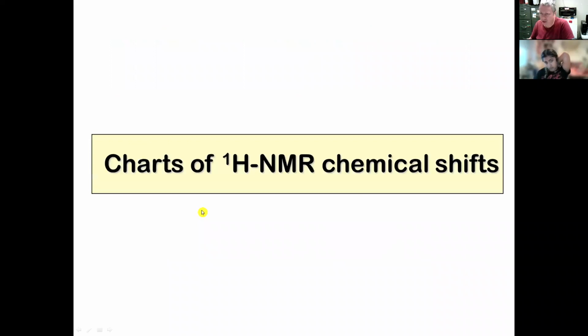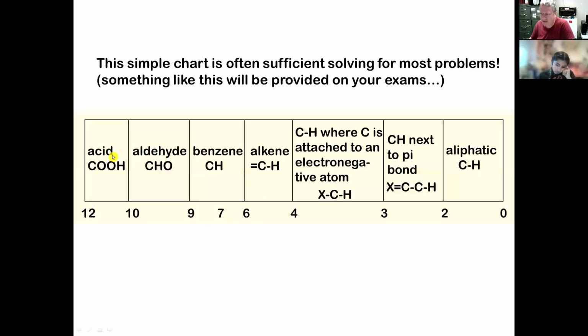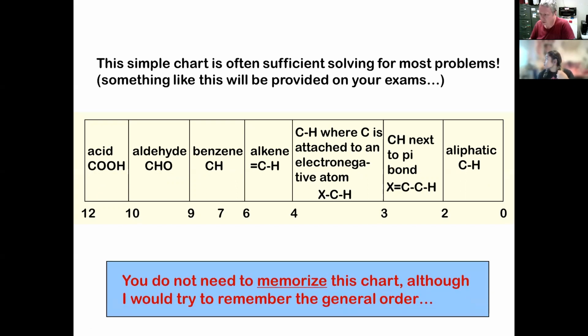All right, so we introduced the charts of NMR shifts, and these will be useful as we go along. This is a very simple one. It just breaks down the proton NMR spectrum into a couple little slots. We're going to see examples of these different things. This is usually what I give you on the exams. It's sufficient to solve almost any NMR problem. Don't have to memorize it, but knowing the general areas, you'll just start recognizing, like, oh, benzenes are around 7, for example. You'll just start learning that.